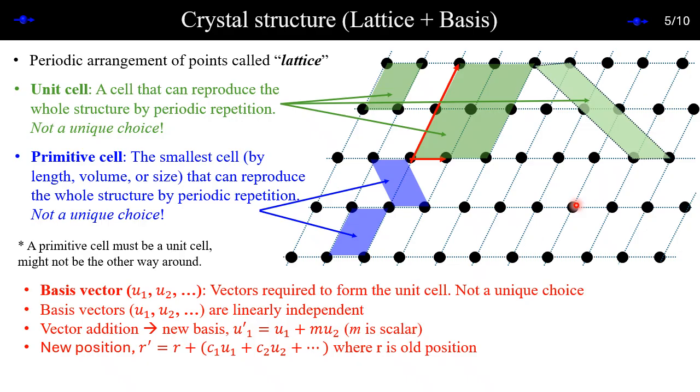Okay, so that's point number one. Point number two, if you add two basis vectors, then you get another basis vector. Okay, I'll give you one example. Do you agree this is a basis vector? Because this could be the unit cell, this rhombus. Are you with me? Are you able to follow?